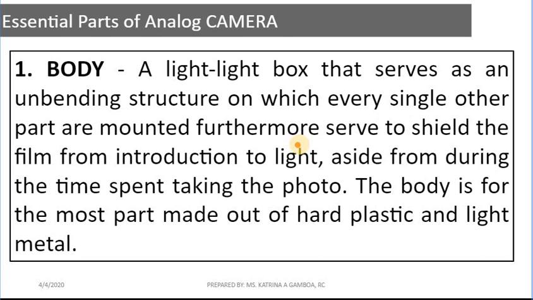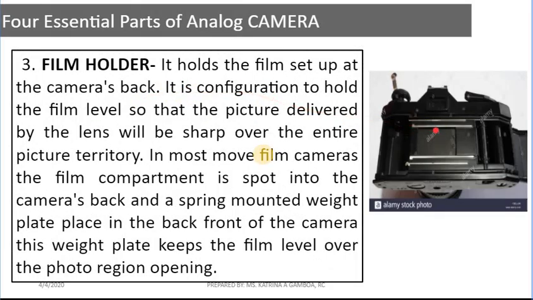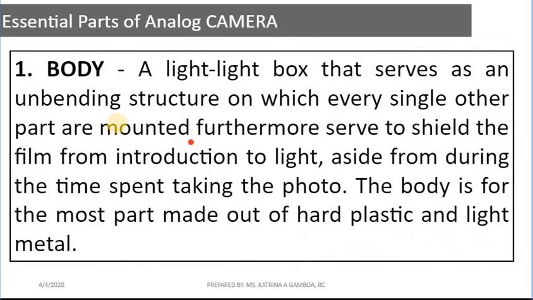So, we have four essential parts of an analog camera. Okay, meron tayong four essential parts of an analog camera. Number one, we have the body. Number two is the lens, film holder, and the shutter. So, let's start first with the body. So, what is the body?